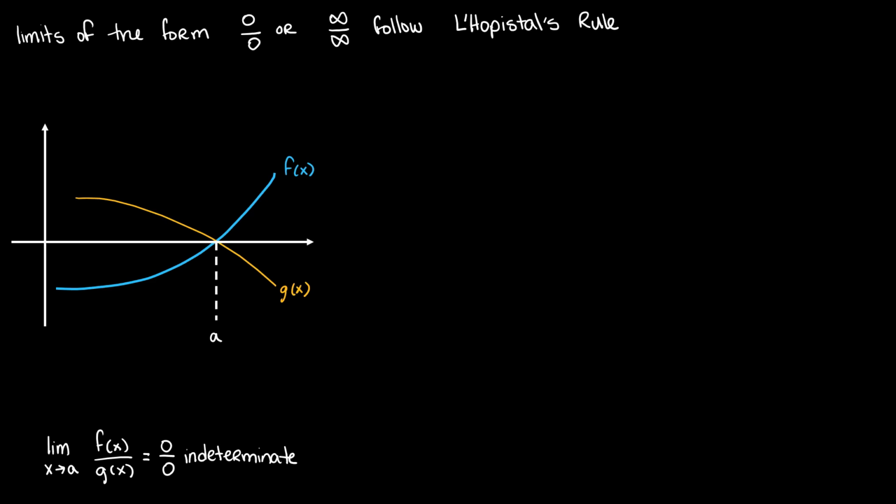conclusions based off. Are they equal to 0? Are they equal to infinity? Are they equal to a real number? We don't know. Anytime we try to evaluate a limit and we see 0 over 0 or infinity over infinity, we know there's more work that needs to be done.